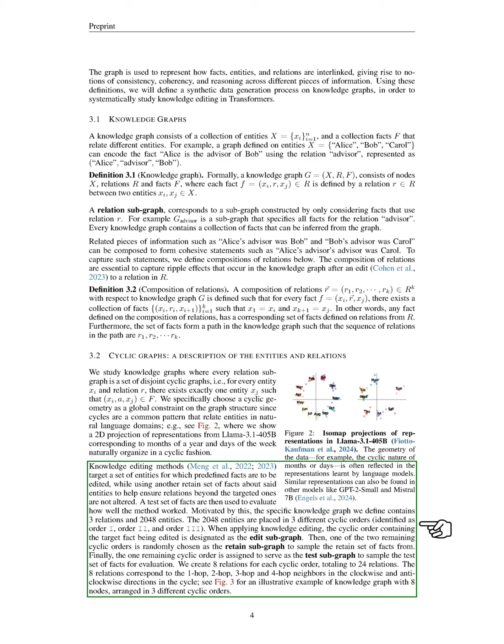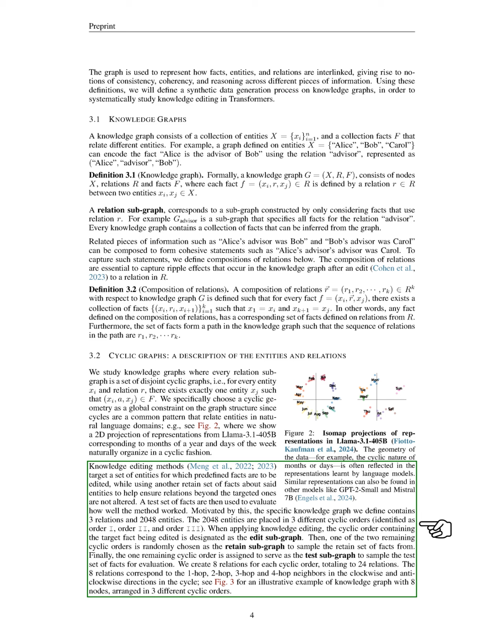Our knowledge editing methods focus on a set of entities where we want to change specific facts while keeping other related facts intact. We evaluate our methods using a test set of facts. The knowledge graph we define includes 3 relations and 2048 entities, organized into 3 distinct cyclic orders. When we edit knowledge, we identify the cyclic order containing the fact we want to change as the edit subgraph. We then randomly select one of the other 2 cyclic orders as the retained subgraph to sample facts from, while the last order serves as the test subgraph for evaluation.